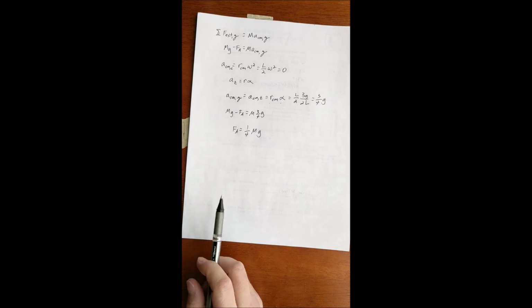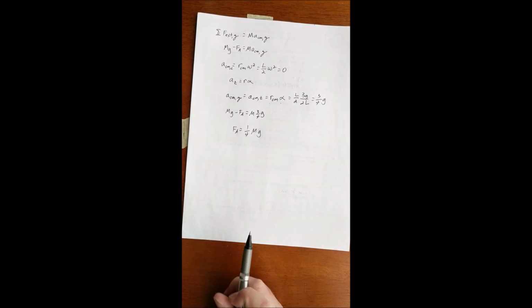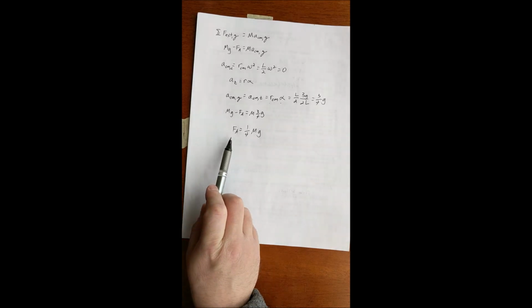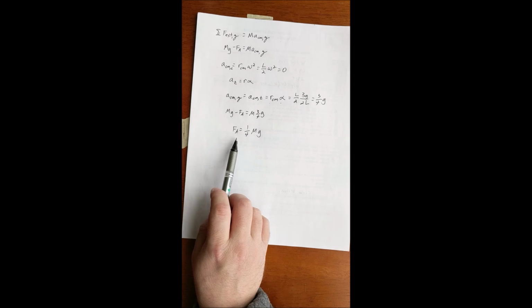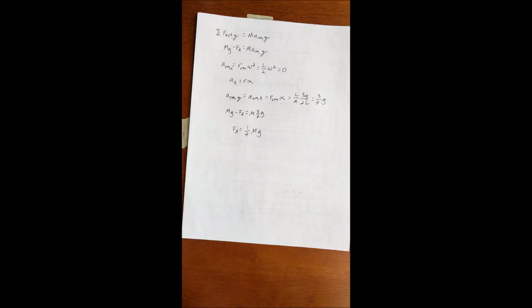All right. So in order to keep this thing from breaking or wearing down, we have to be aware that that pivot's going to have to take some force equal to 1/4 mass times the acceleration due to gravity. Okay.